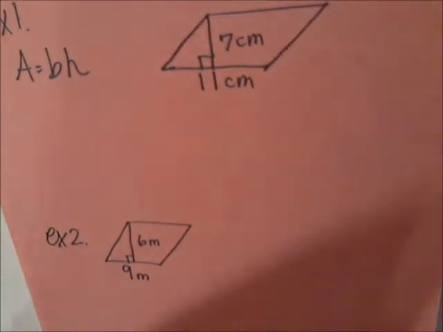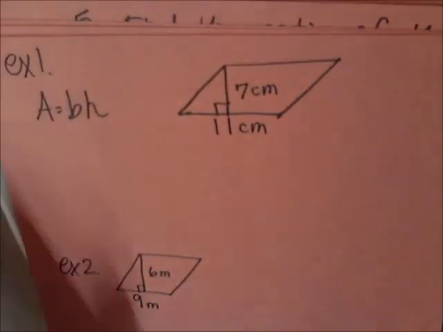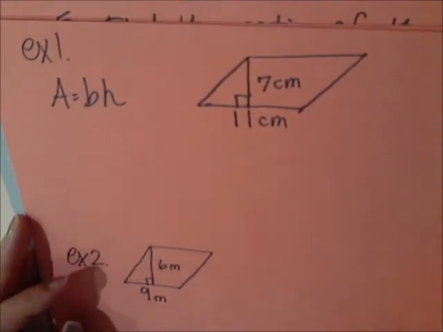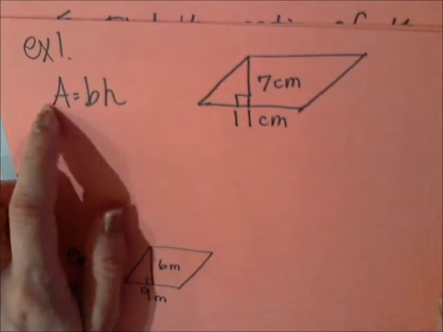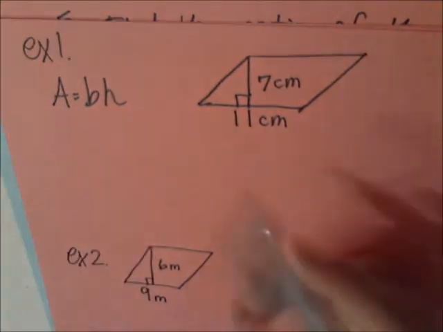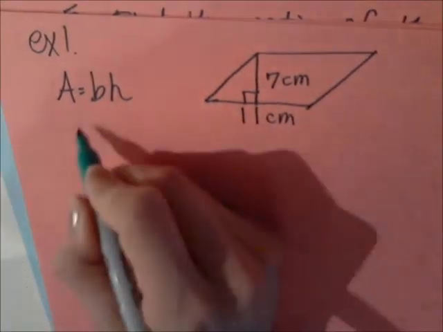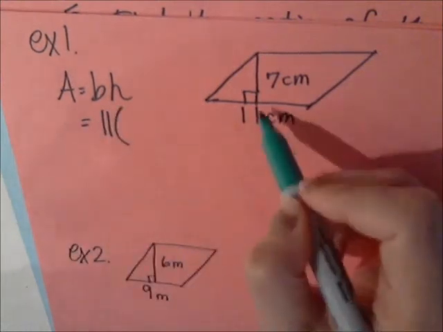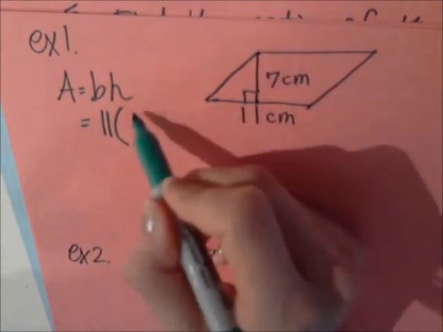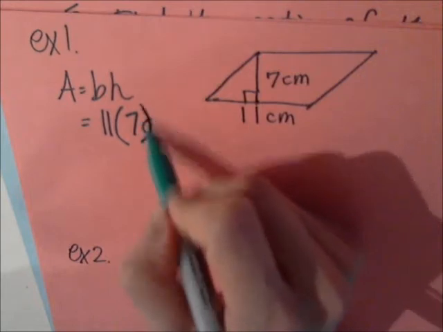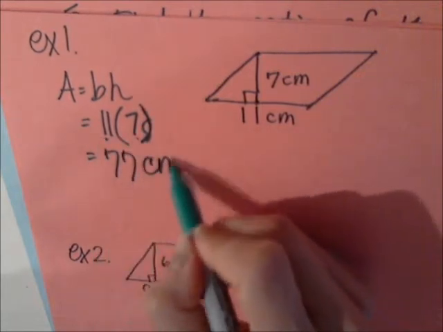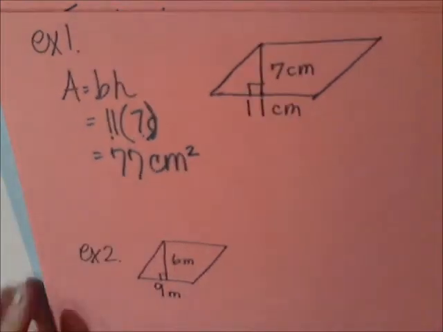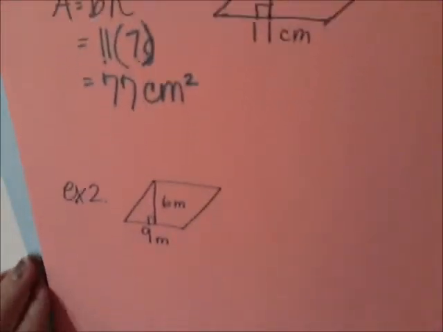All right, let's do some fun problems now. The formula to find the area of a parallelogram is easy. It's area equals base times height. So the base, as you know, is 11 here, and the height is from base to base, 7 centimeters. I get 11 times 7, 77 centimeters squared. And that's it. Okay. Example 2.